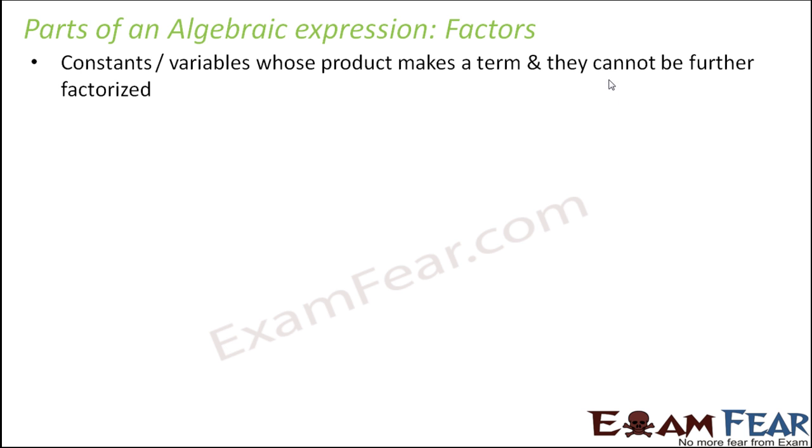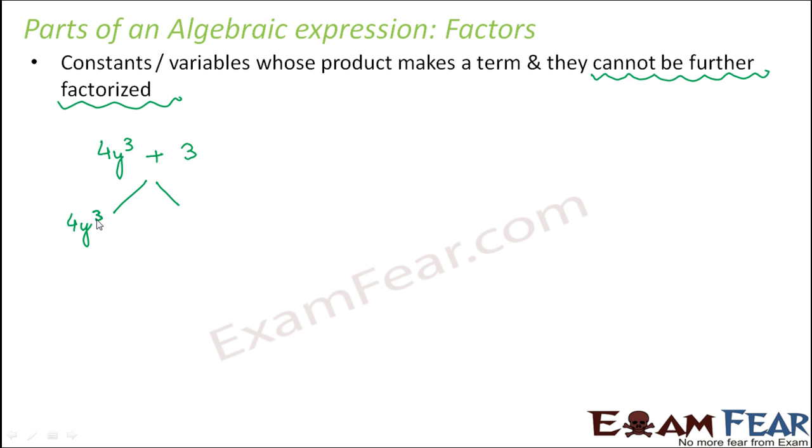But one important criterion is that these factors should not be further factorized. So they should be in their simplest form. Let us look at some examples. Let us take the same example of this algebraic expression 4y cubed plus 3. By looking at this, you can see that it has two terms. What are the two terms of the expression? One is 4y cubed and the other one is 3, because when you add these two terms, you get the expression. That's perfect.